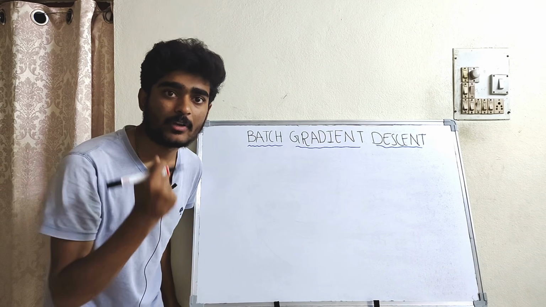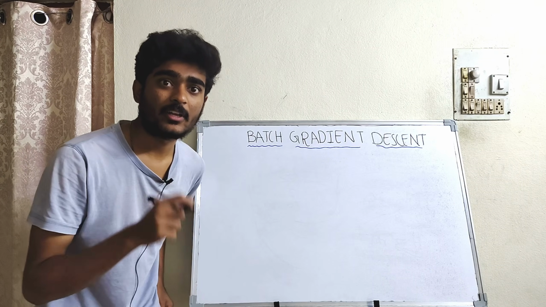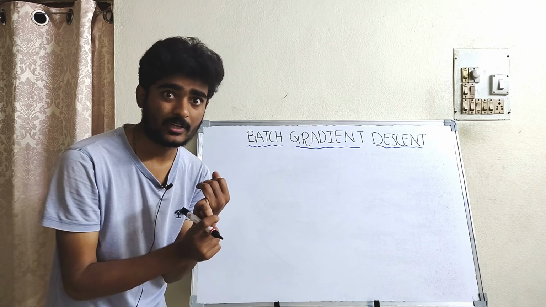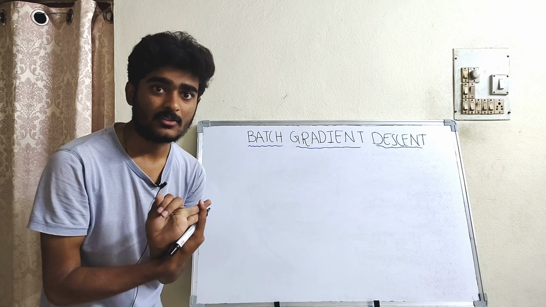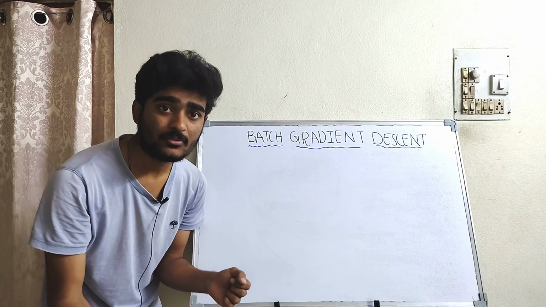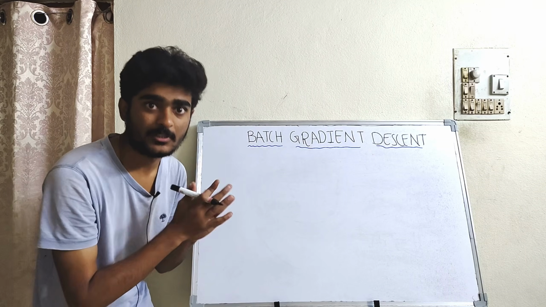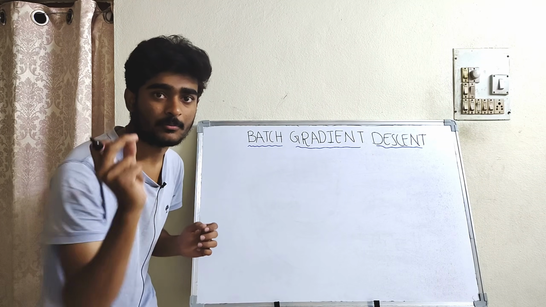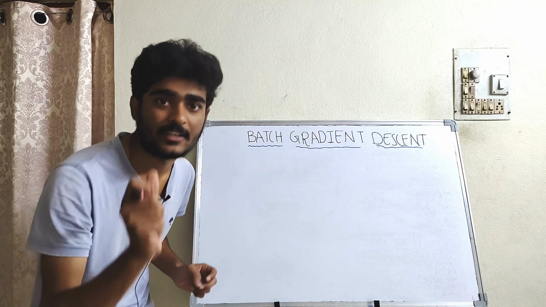In our previous video, we discussed the gradient descent algorithm, and I also specified that in gradient descent we have three types of algorithms. First is batch gradient descent, second is stochastic gradient descent, third is mini batch gradient descent. Now, in this video, we'll be discussing the first type, that is the batch gradient descent algorithm. First, let us see why it is actually called batch gradient descent.